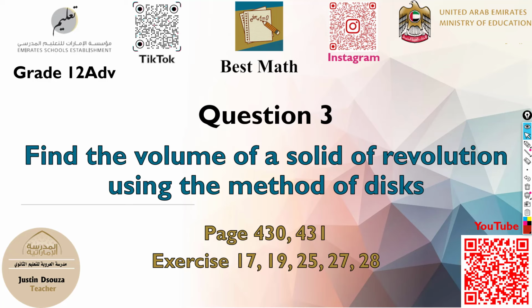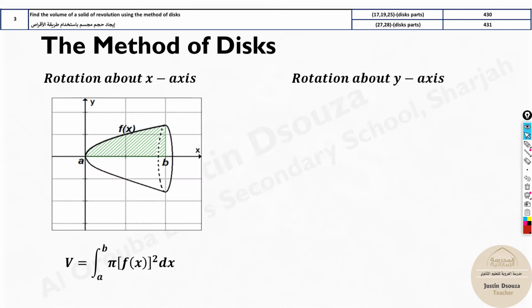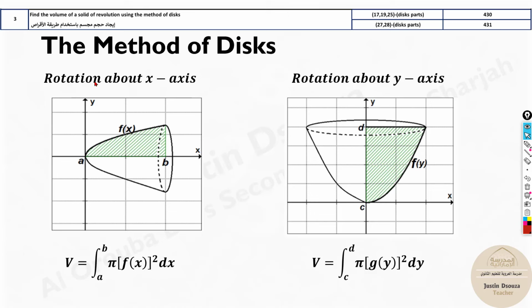Question 3 is to find volume of solids of revolution using method of disks. Here, it is similar to question 17, and I would highly encourage all of you to go to question 17, watch it thoroughly, and then come back here. Because if you watch that video first, this will be a very easy video.